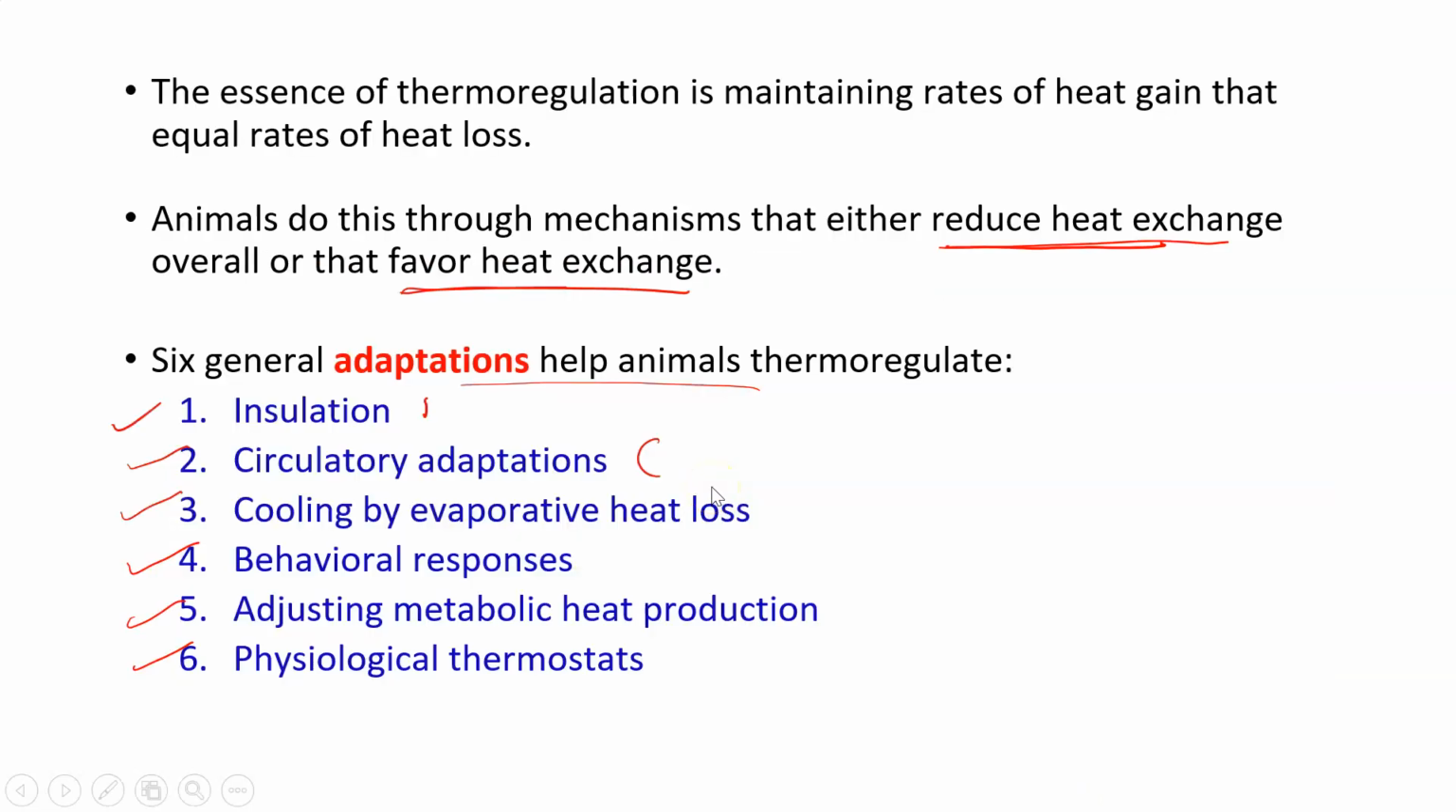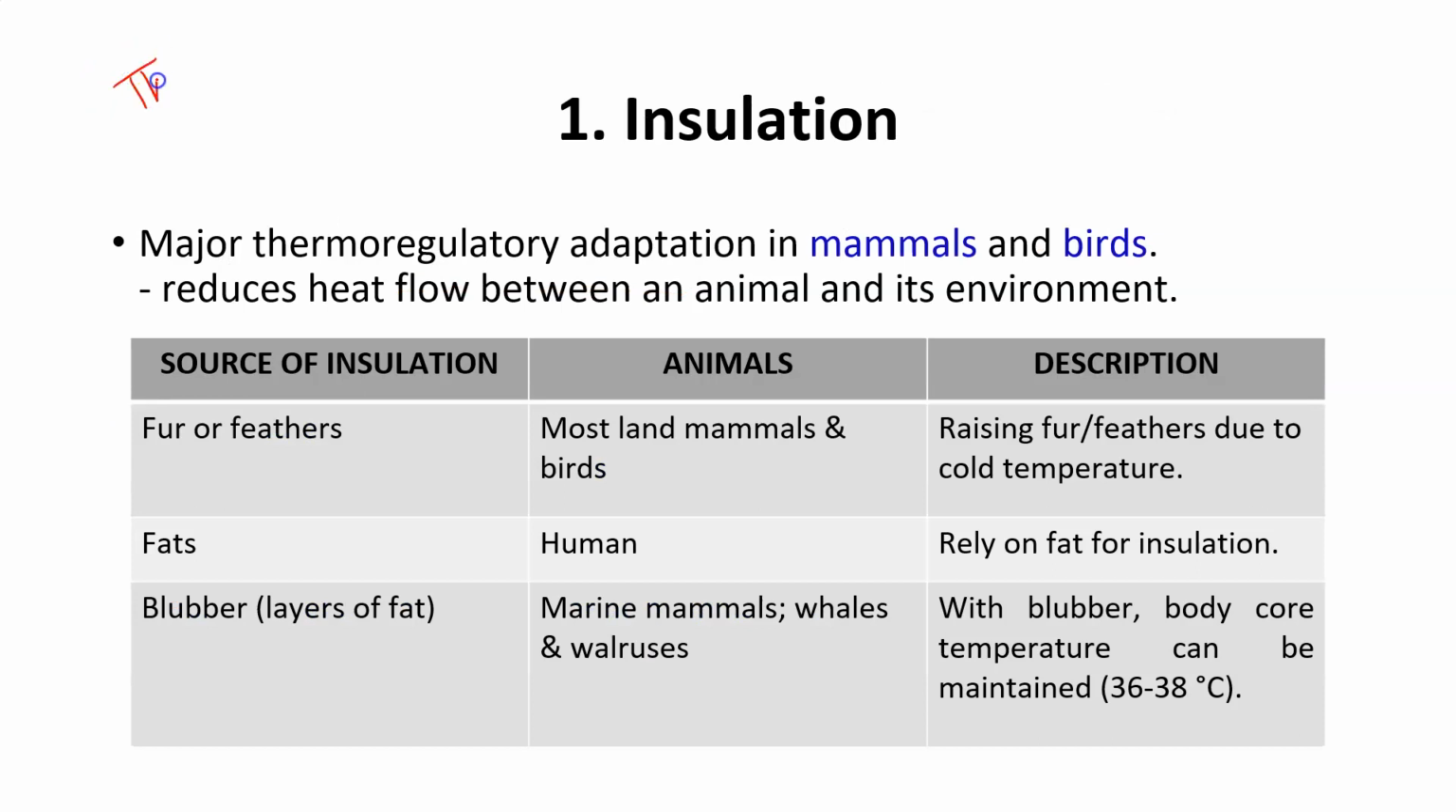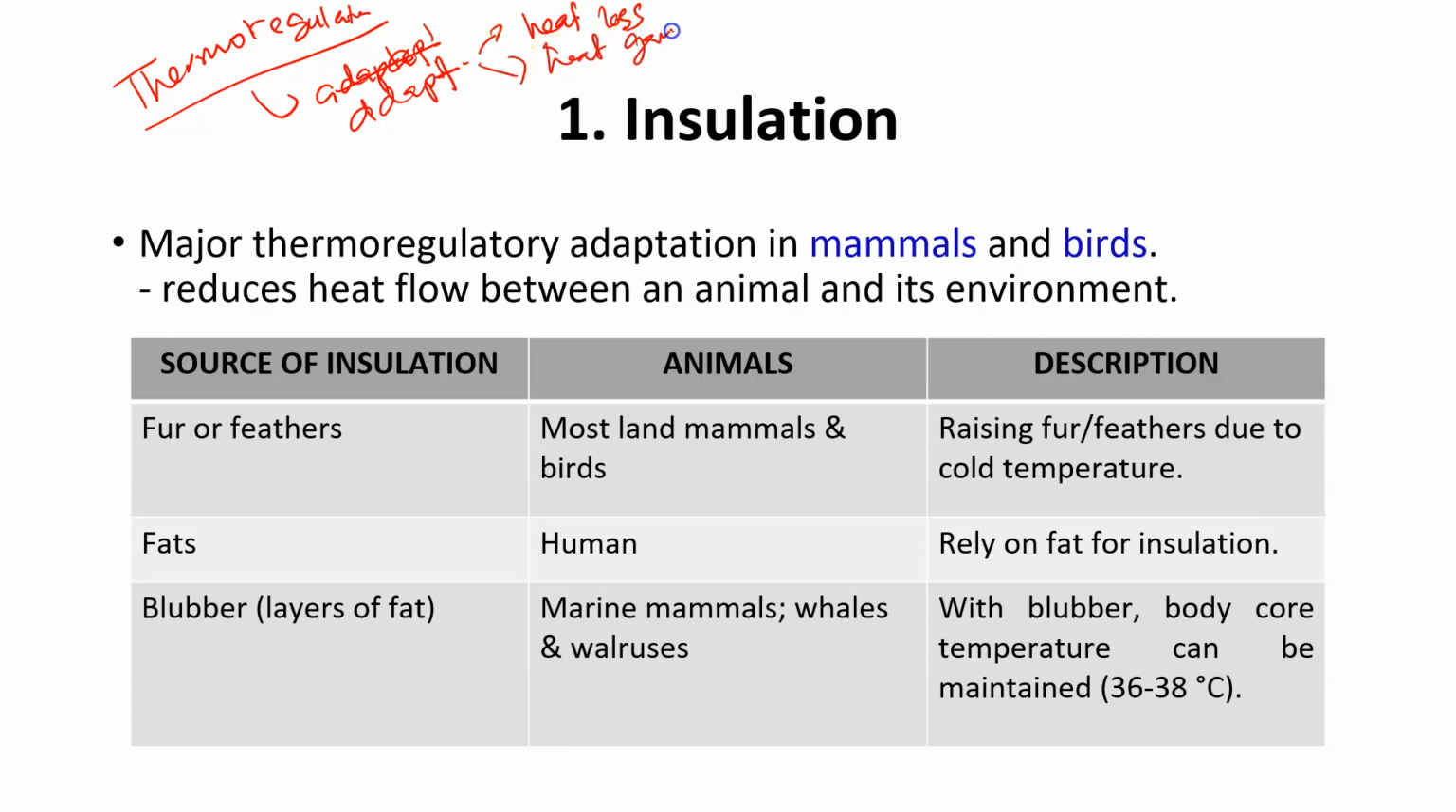Okay, so for each mechanism, for each adaptation, you have to know how it occurs and also an example. Okay, so this is still under thermoregulation, but this time is how animals adapt. Adaptation of animals on heat loss or heat gain. Okay, so ada 6 lah. So first one is insulation.